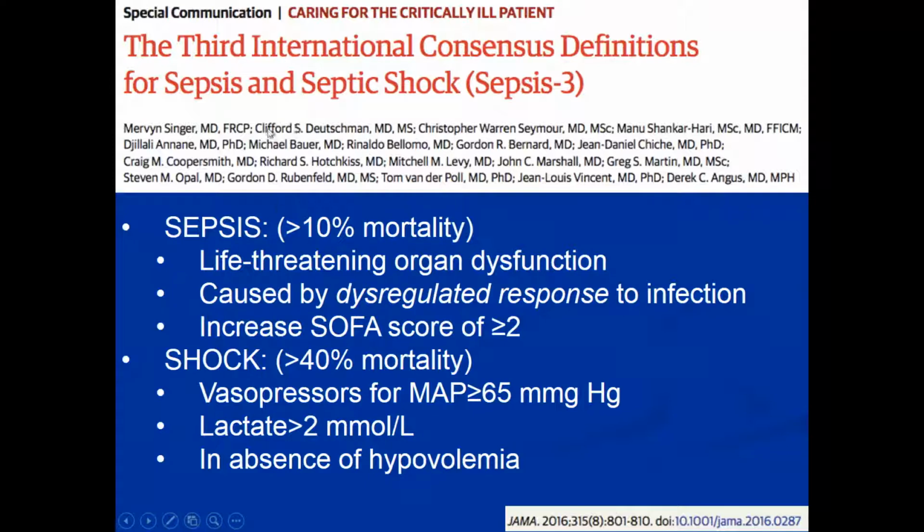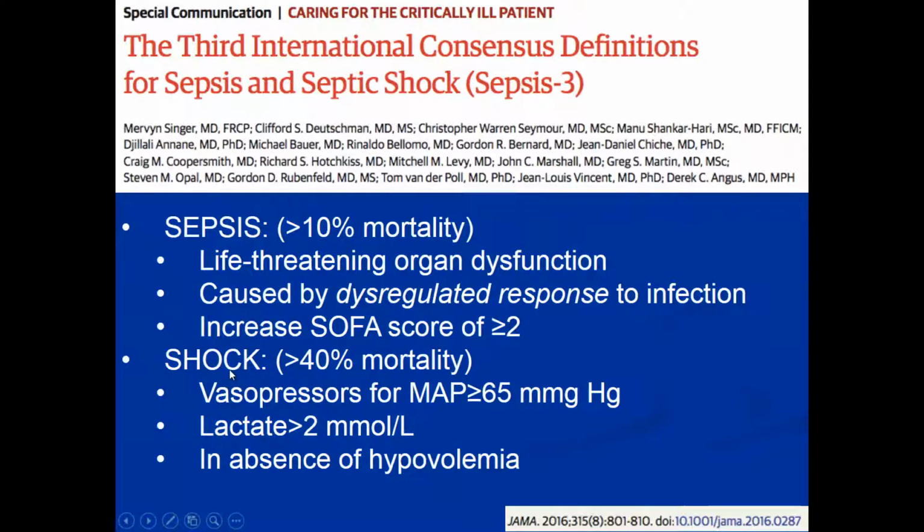Sepsis, as defined by this consensus conference, was felt to represent at least a 10% mortality, defined by life-threatening organ dysfunction caused by a dysregulated response to infection. This was a change from the prior definition in the sense of looking really for end organ dysfunction as indicated by an increase in the SOFA score of at least 2, greater than or equal to 2, which represents multiple organ systems.